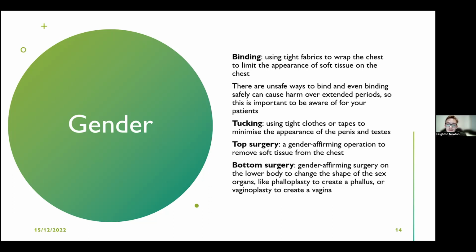And then types of surgery that patients might talk about. So top surgery is a gender affirming operation to remove the soft tissue from the chest, whereas bottom surgery generally refers to genitoplasty. So on the lower body, changing the shape of the sex organ. So you might do something like a phalloplasty to create a penis or a phallus, or vaginoplasty to create a vagina. Not every trans person gets either surgery. Not every trans person needs to have surgery for any particular reason. Some people just don't want it, and that's fine. It's just something that you might hear your patients talking about.